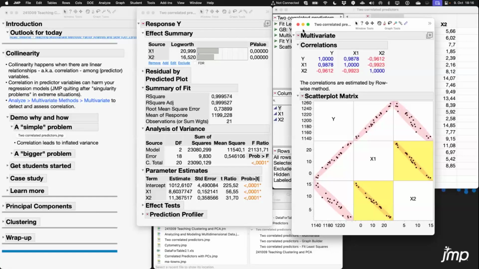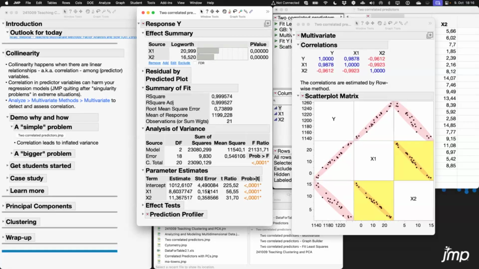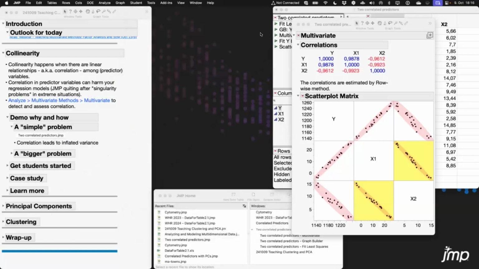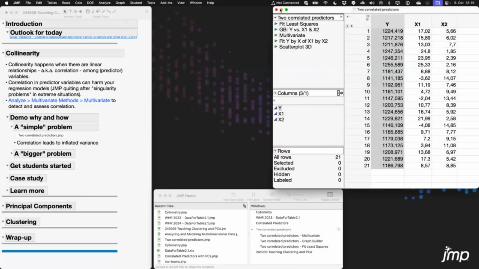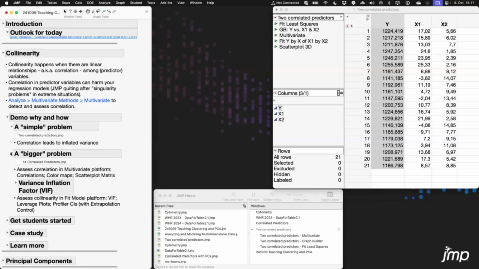It makes it maybe a bit tricky and sometimes confusing to understand, but the main drawback is probably that the variance is inflated. And the variance is what we see here as a standard error for our estimates. So this standard error gets higher and higher if we have more and more collinearity in our data. So this is just an introduction using a small problem, before looking at a bigger problem.